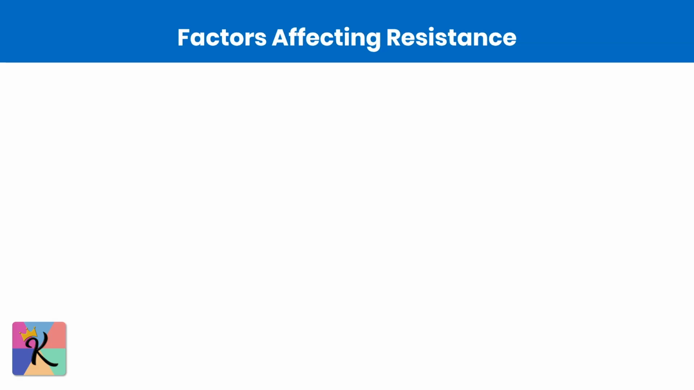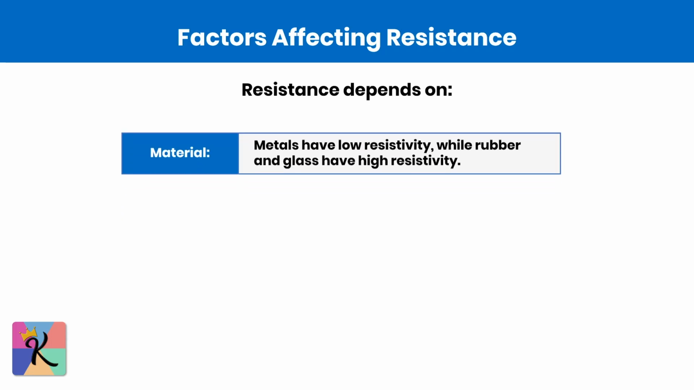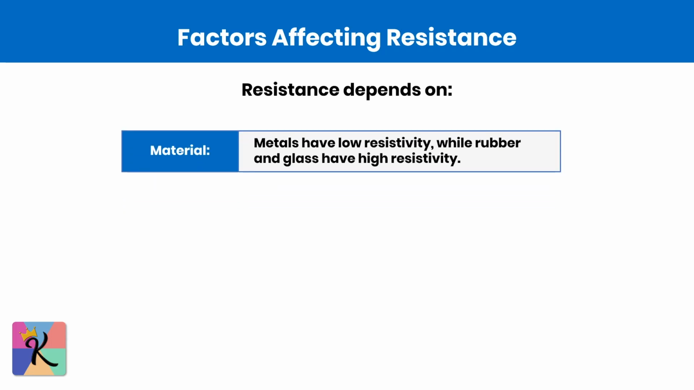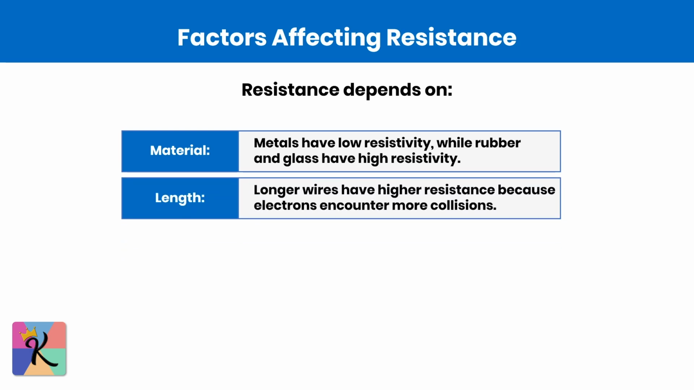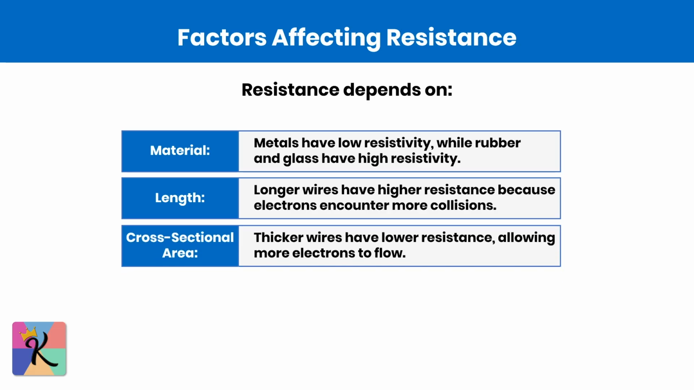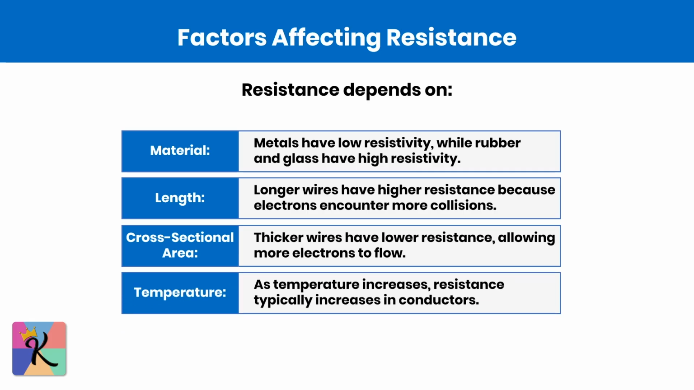Factors affecting resistance. Resistance depends on material. Metals have low resistivity, while rubber and glass have high resistivity. Length. Longer wires have higher resistance because electrons encounter more collisions. Cross-sectional area. Thicker wires have lower resistance, allowing more electrons to flow. Temperature. As temperature increases, resistance typically increases in conductors.